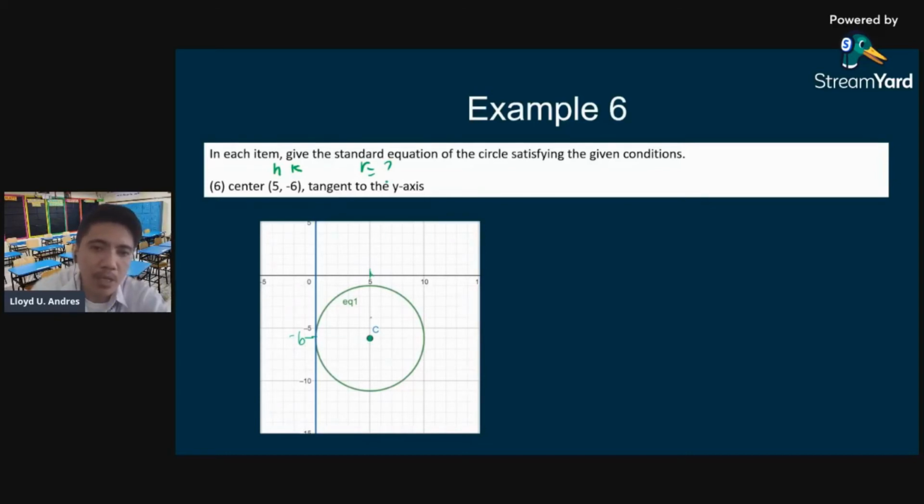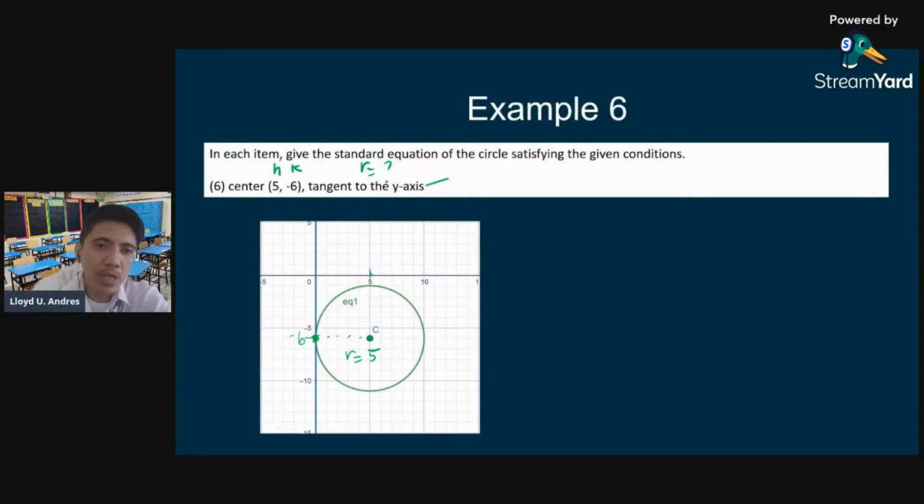You can go upward, downward, to the right, or to the left. So it is up to you. So let's try this time, since the given is tangent to the y-axis, meaning we are sure that we have a point of tangency here. So we try to determine the distance of this point of tangency to this circle. So counting the number of units, we start with 1, 2, 3, 4, and 5. So since C is 5 units away from this point of tangency, we can say that our radius is 5.